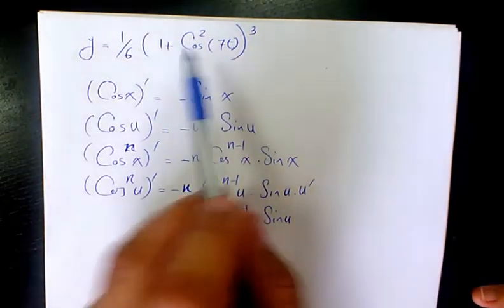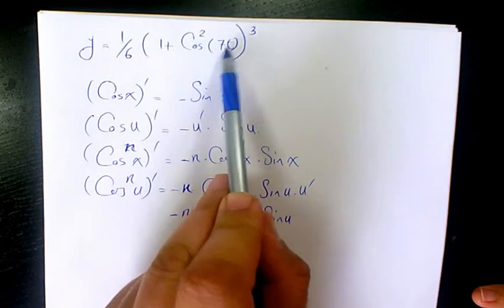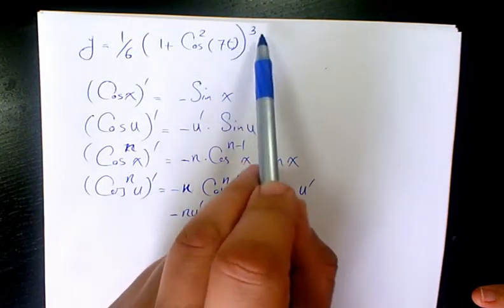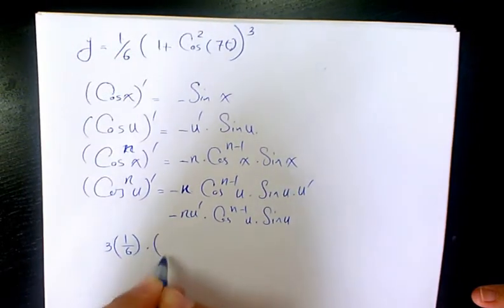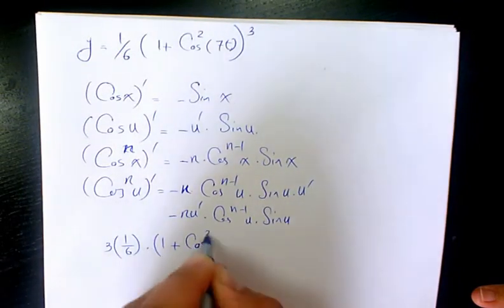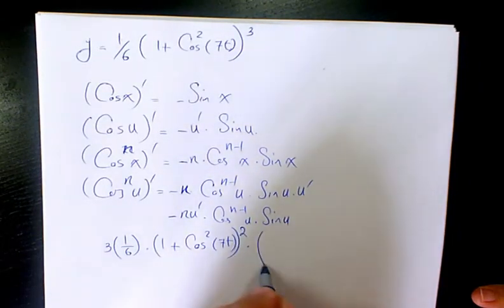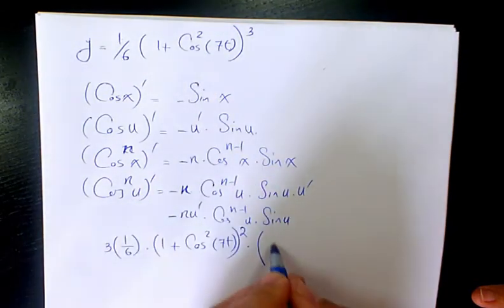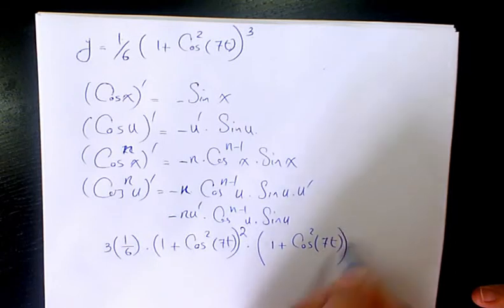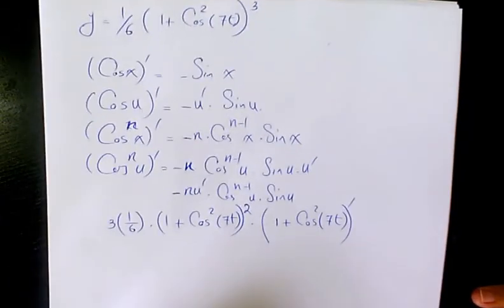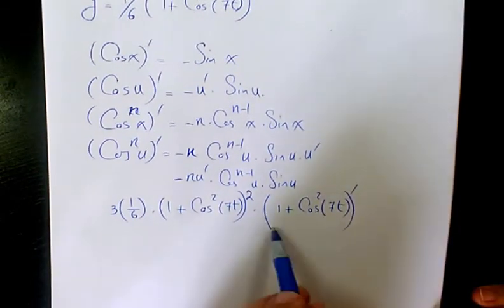So if you go back in here, we have 1/6 times (1 plus cosine squared of 7t) to the power of 3. So it's going to be 3 times 1/6 times (1 plus cosine squared of 7t) to the power of 2 times the derivative of this part, which is (1 plus cosine squared of 7t) prime. So what's the derivative of this part?